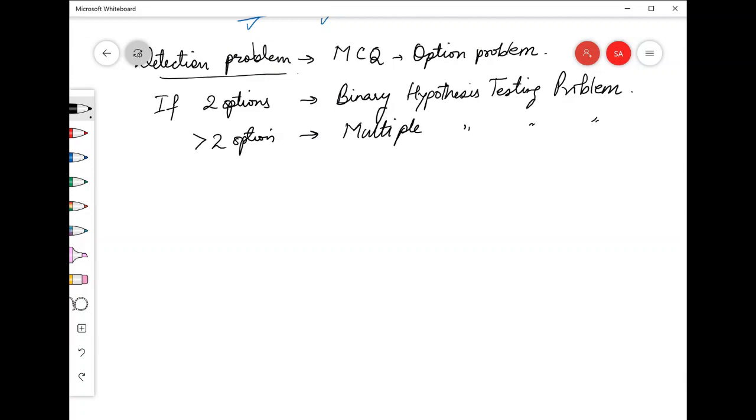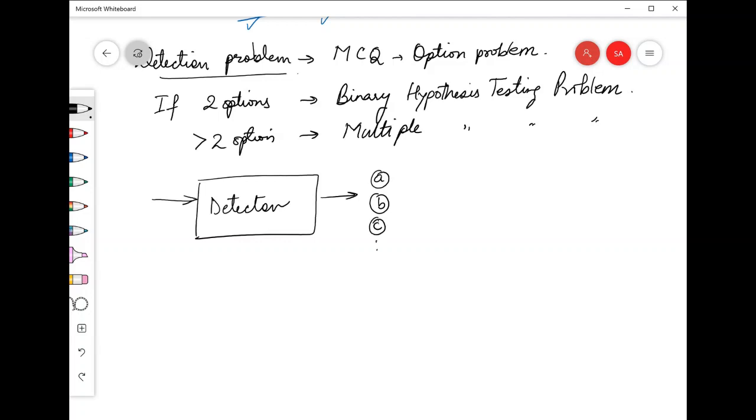Now there is one more thing. What is the input to the system? Let's say this is your detector, and the detector will give you that option A is correct, or B is correct, or C is correct, and so on. There are a number of options, and one of these is correct. The detector will give you this. It will take some signal as input. Now this signal could be a continuous time signal.